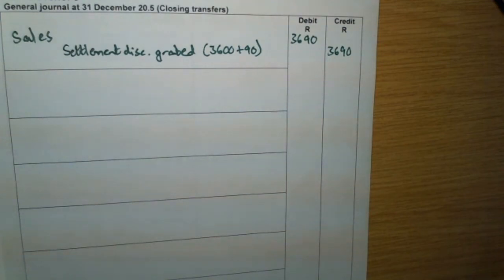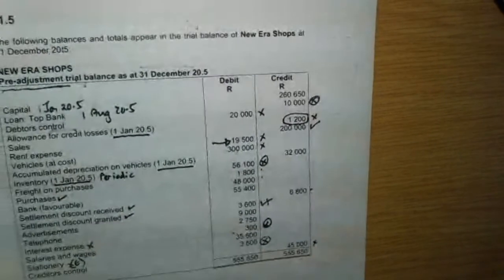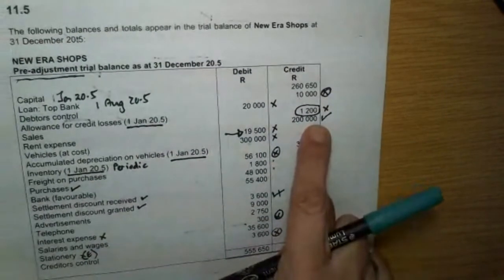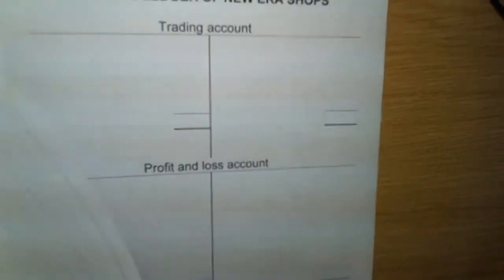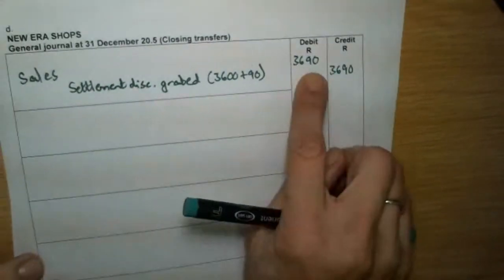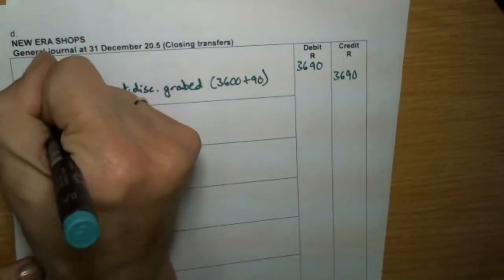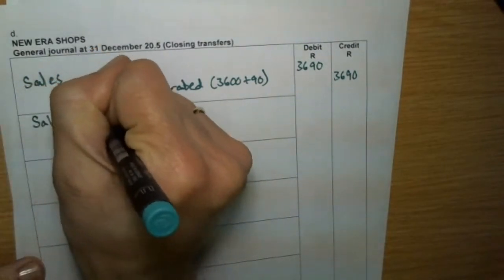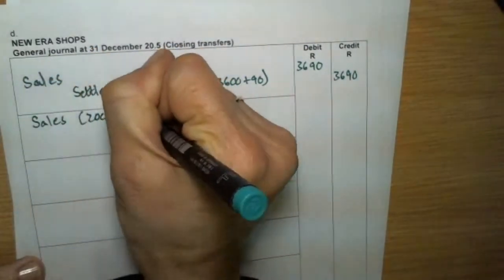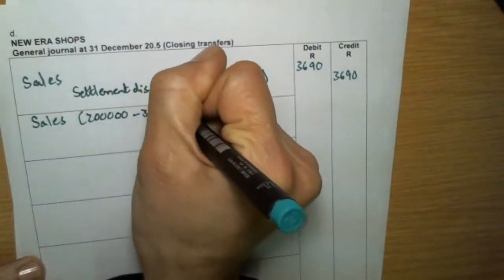I'm then going to look for the sales amount that I'm going to be transferring to my trading account. I said I like to do all the sales first, and then I'll work with the cost of sales amounts. Okay, so this amount for sales is 200,000. But now remember, this account for sales has been reduced by 3,690. So sales has a credit balance of 200,000 minus the 3,690.